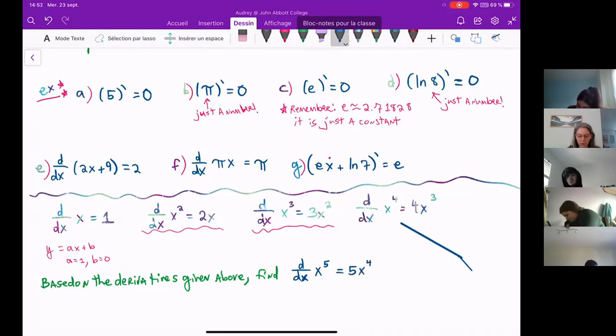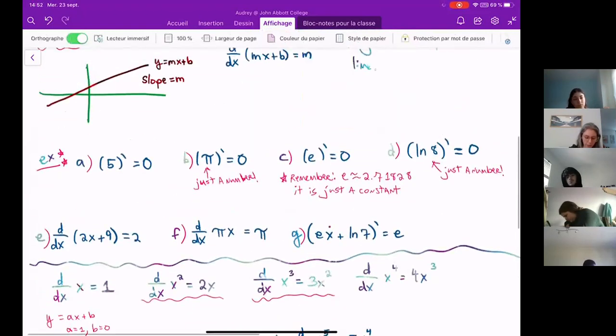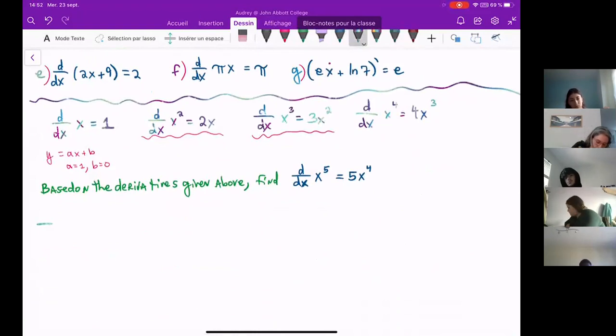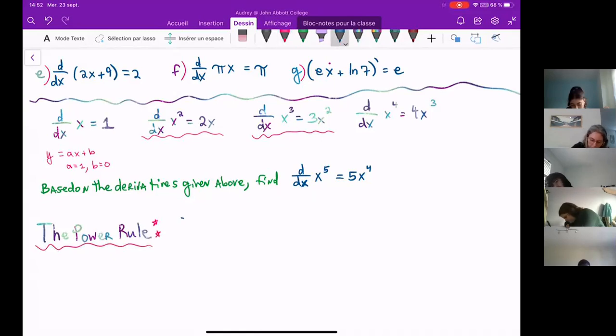5x to the fourth. So in other words, by looking at those original derivatives, we were easily able to figure this new one out. And this brings us to our next rule, which is actually one of the most important rules that we're going to learn for derivatives, and it's called the power rule. The power rule tells me what to do if I have x to the power of some number. So based on all those derivatives we just calculated, you guys were able to find 5x to the fourth. What do you think the derivative of x to the power of n is?